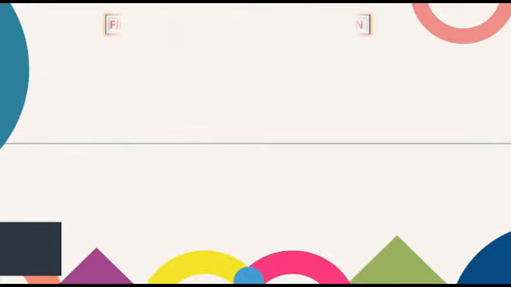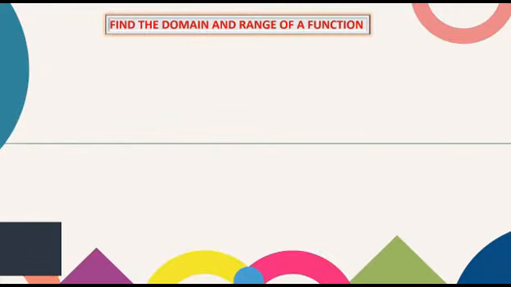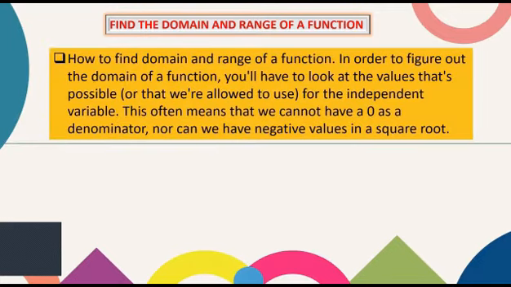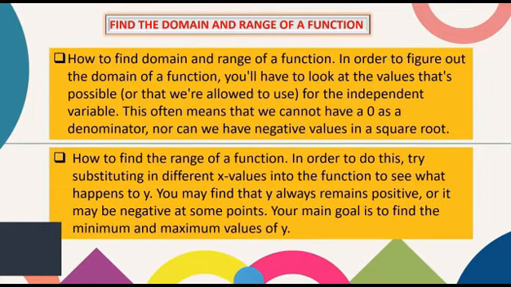Now, let us find the domain and range of a function. How to find the domain and range of a function? In order to figure out the domain of a function, you'll have to look at the values that are possible or that we're allowed to use for the independent variable. This often means that we cannot have a 0 as a denominator, nor can we have negative values in a square root. And how to find the range of a function?